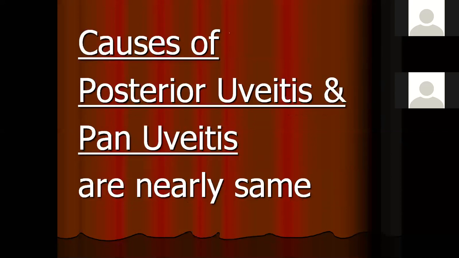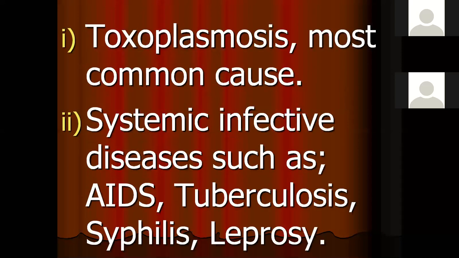Now third, posterior uveitis. We have combined the causes of posterior uveitis and pan uveitis because the causes of both conditions are nearly the same. So just remember a few important causes, and that will complete your posterior and pan uveitis category. The most common cause of pan uveitis or posterior uveitis is toxoplasmosis.